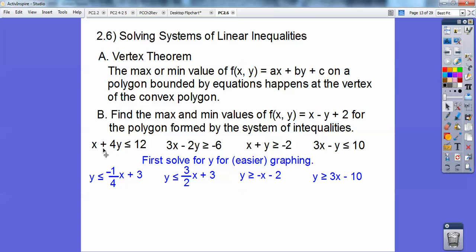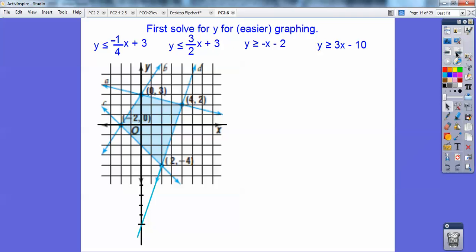So I subtracted x on both sides and divided by 4. Here I subtracted 3x and divided by negative 2 and I flipped the inequality. Here I subtracted x. Here I subtracted 3 and divided by negative 1, and it flipped the inequality. So here it is, and then I graphed all of those. You can see this plus 3 is right here, and then you use the slope, down 1 to the right 4. There's that one.